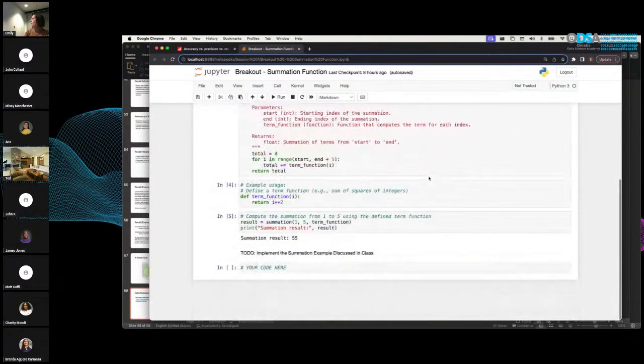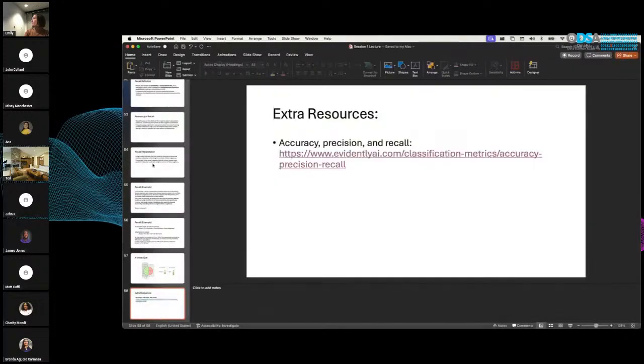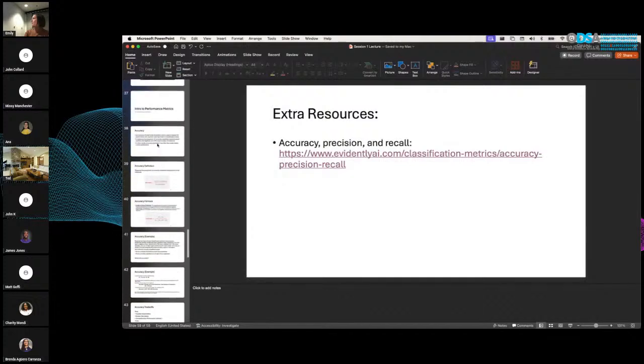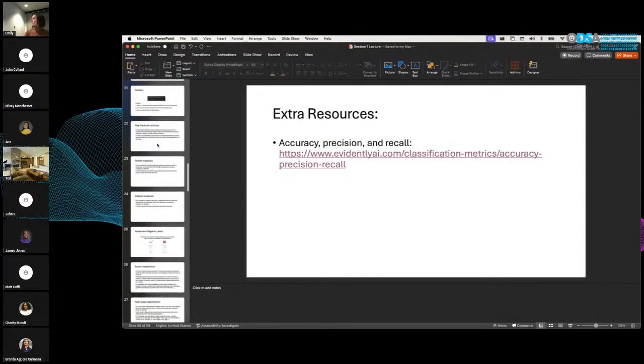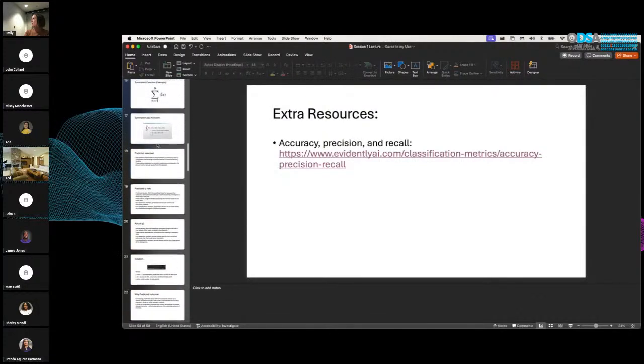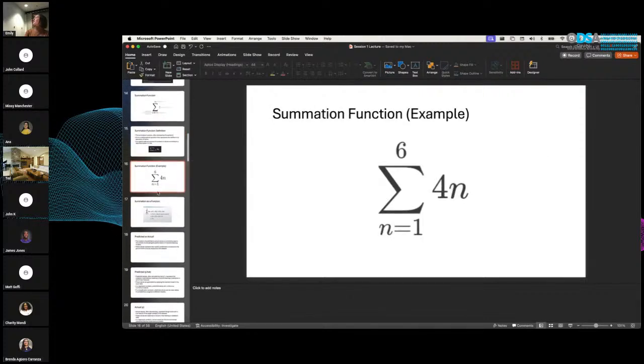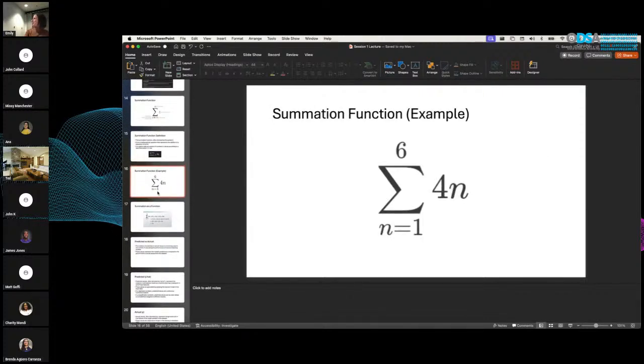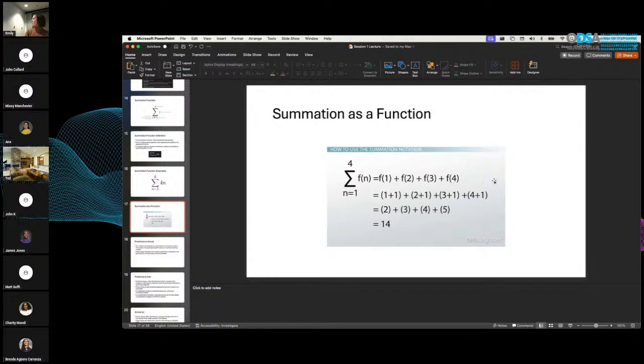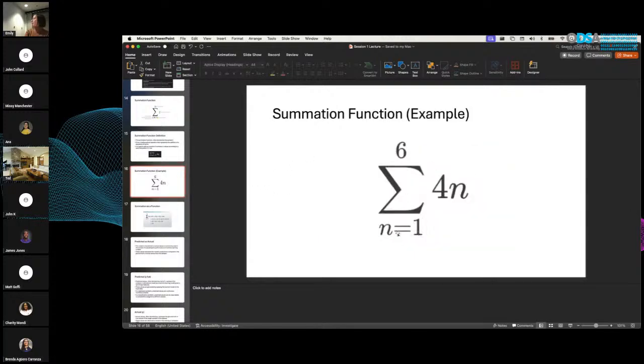The exercise is to implement the summation example discussed in class. Sorry, I should have paused earlier to do this. I need to make myself a reminder slide. Here was the summation example that we talked about. You can do either of these. This one we don't have a function for, though. It's n plus 1, we can assume from this, but let's do this one: n from 1 to 6 of 4 times n.